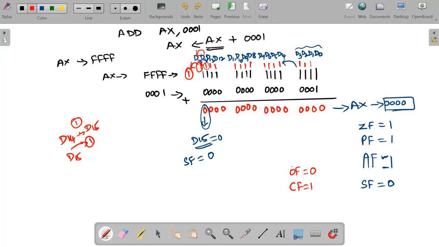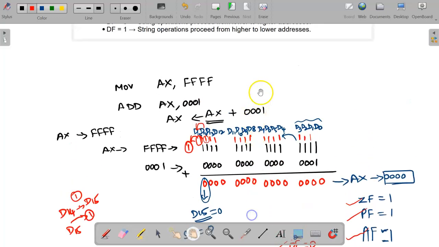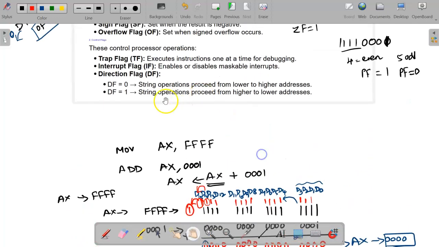So for this problem, ZF is equal to 1, parity flag is equal to 1, auxiliary carry is 1, sign flag is 0, overflow flag is 0 and carry flag is equal to 1. And now let us see the control flags. So we have 3 control flags.